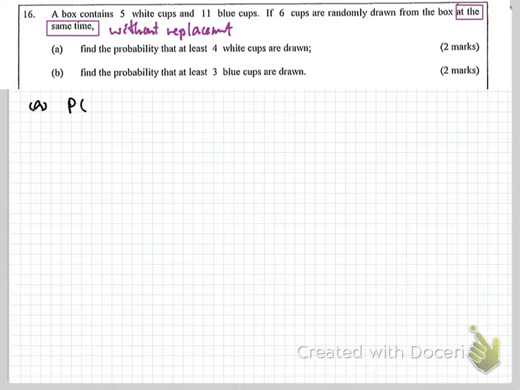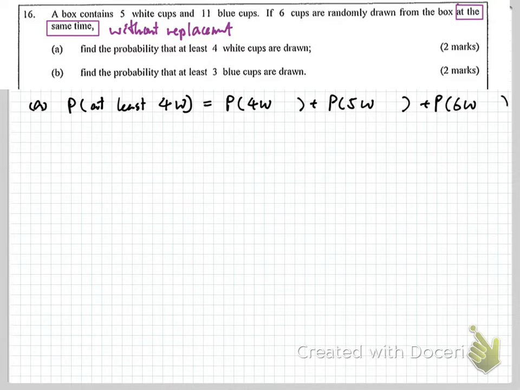So in part A, we want the probability of at least 4 whites. Now, what does at least 4 whites mean? It means there are 4 whites, 5 whites, or 6 whites. There are only 6 cups to be drawn. If there are 4 whites, then there are 2 blues. 5 whites, 1 blue. 6 whites, no blue. But since we only have 5 whites, you will never have 6. So this one must be 0. It's impossible to have 6 whites.